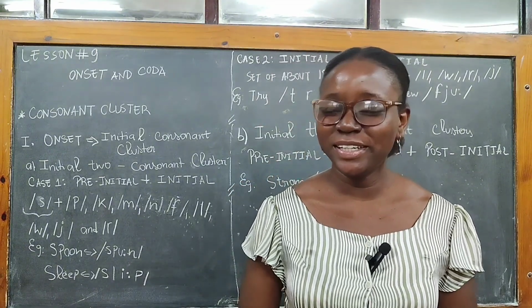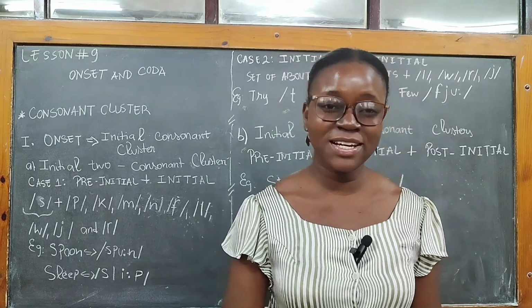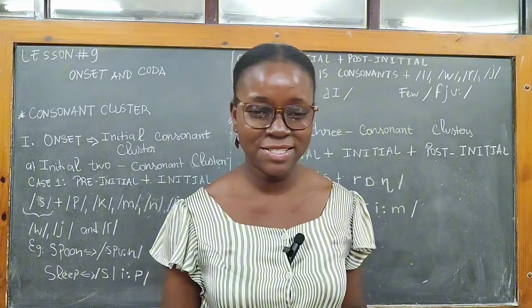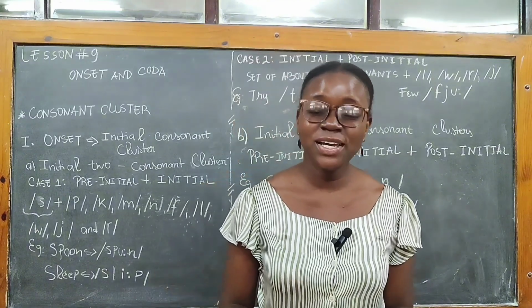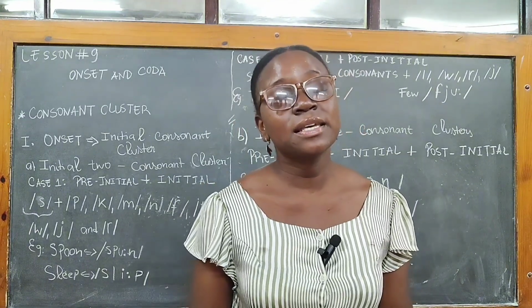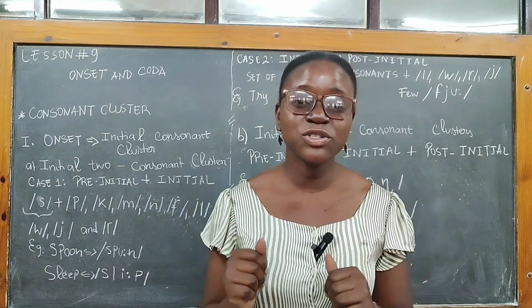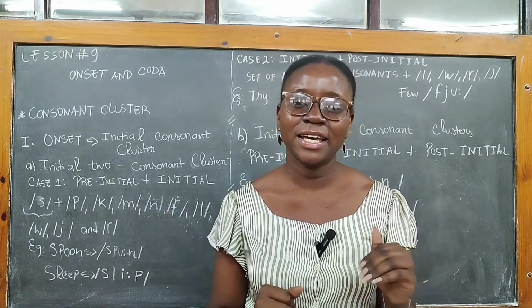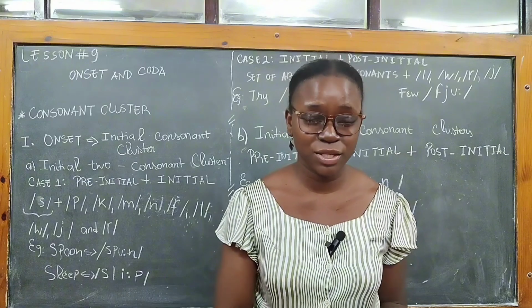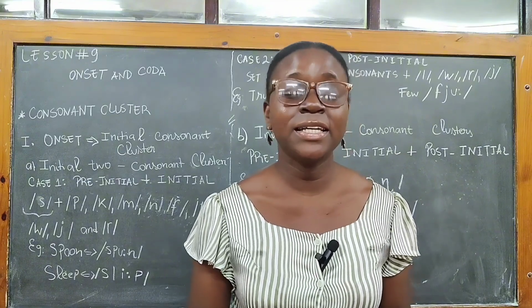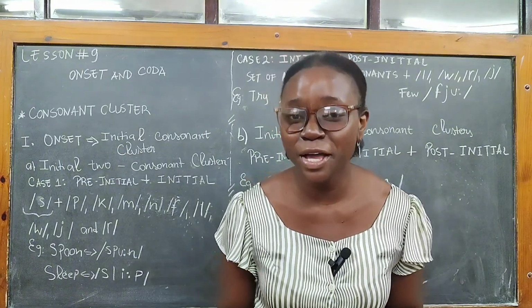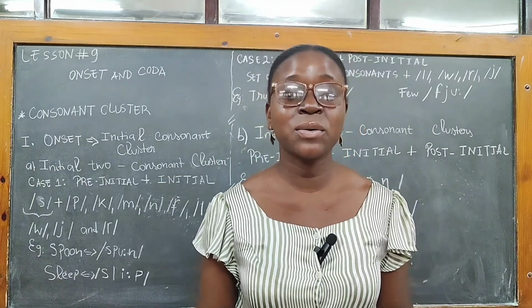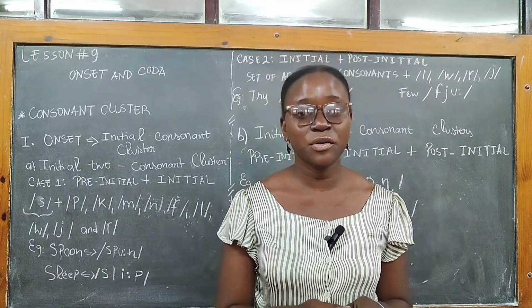Before looking at the ONSET and CODA, let's understand the concept of consonant cluster. As we all know, in most languages, it's unusual to find more than one consonant at the beginning of words. But in the English language, it is very common. You can find up to 3 consonants combined at the beginning of a word.